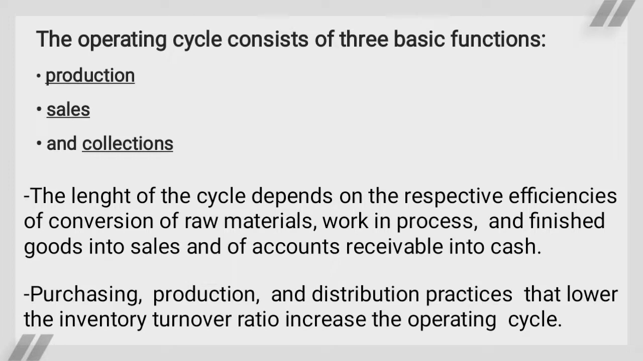The length of the cycle depends on the respective efficiencies of conversion of raw materials, work in process, and finished goods into sales, and of accounts receivable into cash. Purchasing, production, and distribution practices that lower the inventory turnover ratio increase the operating cycle.